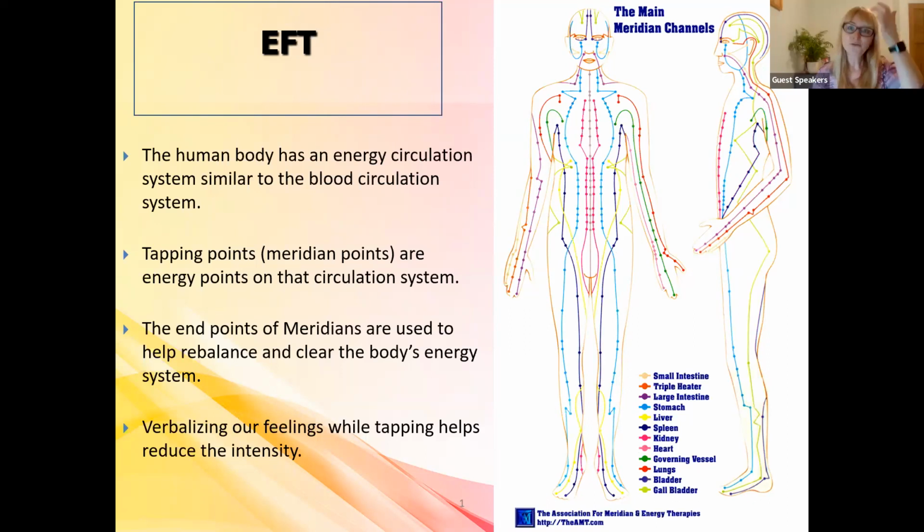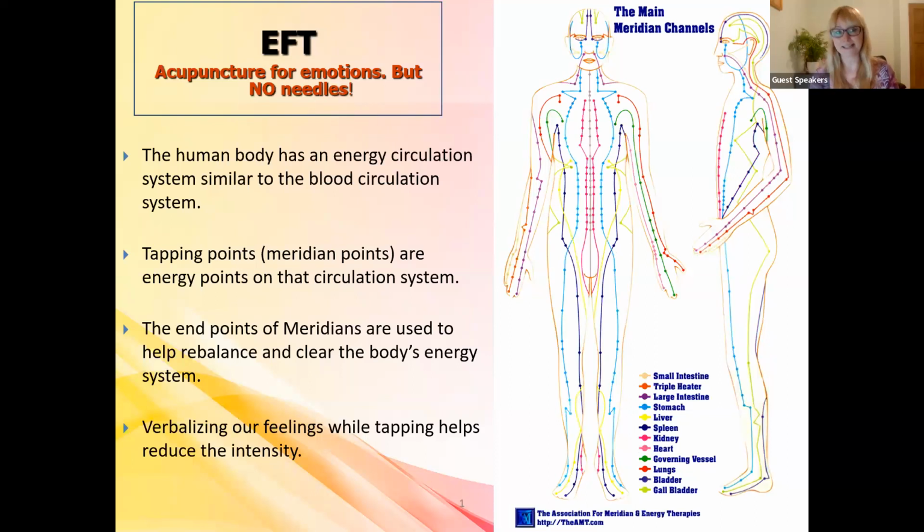So we tap on these energy points with our fingers. We don't need to use needles, and we can rebalance and clear the body's energy system while at the same time verbalizing our feelings while tapping. And that helps to reduce the intensity. So basically, EFT is acupuncture for emotions, but without the needles.